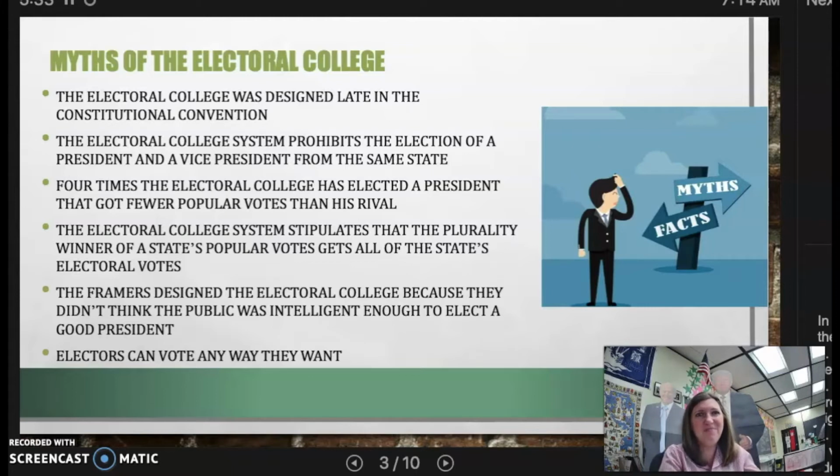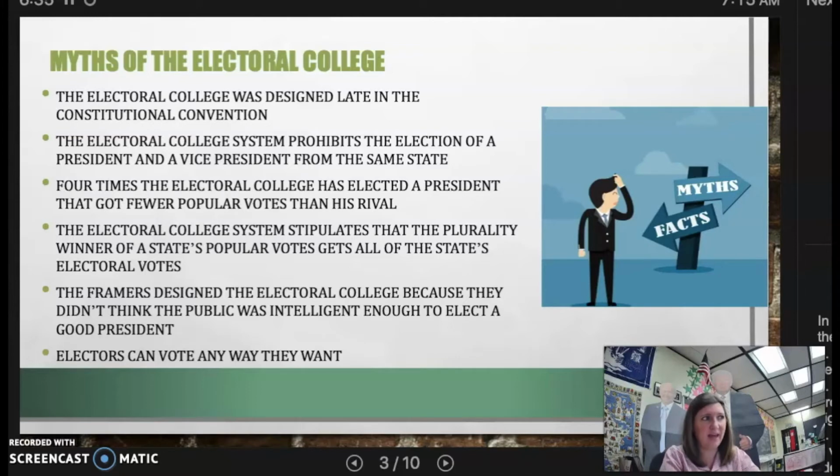Generally, maybe, but probably that they are most interested in the fact that the states had such significant population differences. And the Electoral College would give each state a say, so that presidents would not just be winning the vote of New York and Virginia, but having to really appeal to all of the original states in order to win an election. The last myth is electors can vote any way they want.